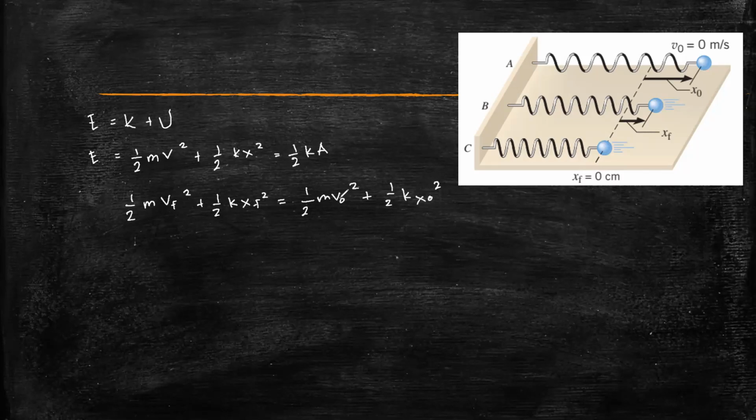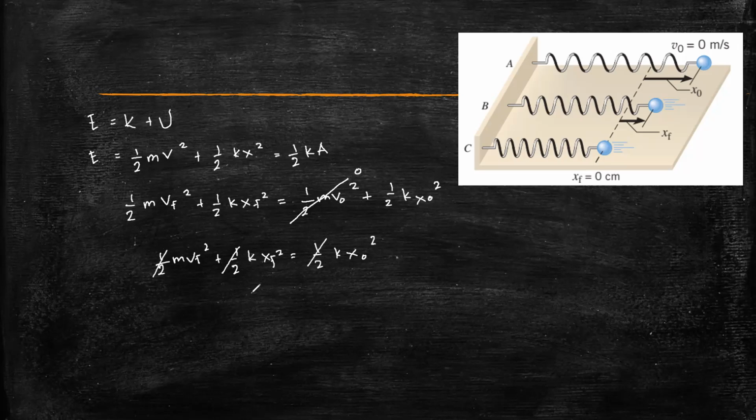And we can cancel out the initial kinetic term because the initial velocity is 0, since it started at rest, and the velocity at the maximum displacement is equal to 0. Therefore, we remain with 1/2 m Vf squared plus 1/2 k xf squared is equal to 1/2 k x squared. And we cancel out the halves.